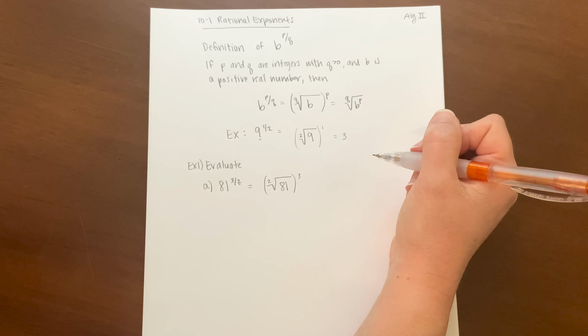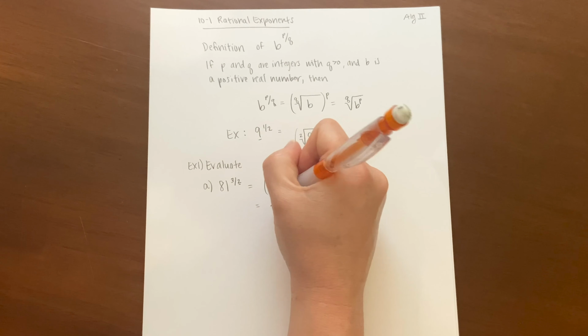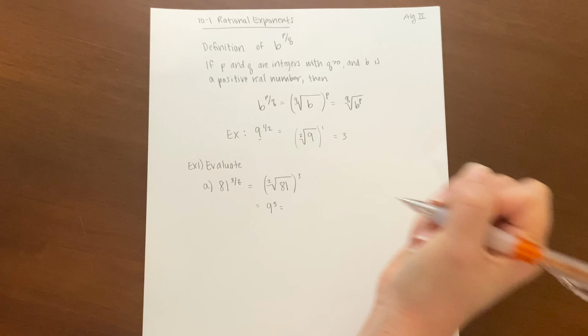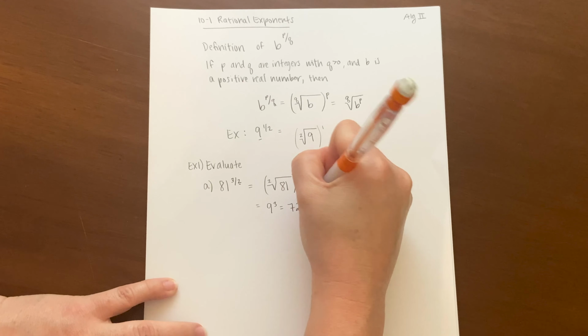Then you're going to do your order of operations. So we've got the square root of 81, which we know is 9. So that becomes 9 cubed, and then if we calculate 9 cubed, we get 729.